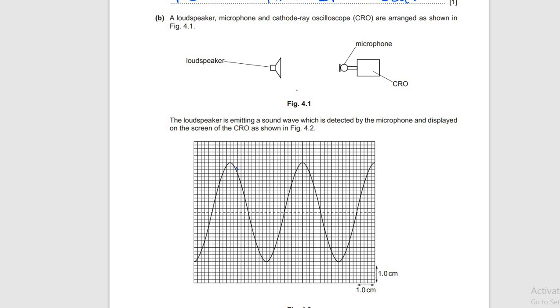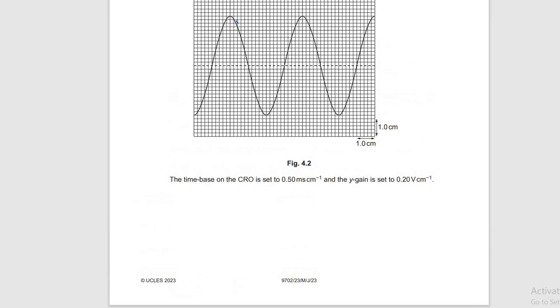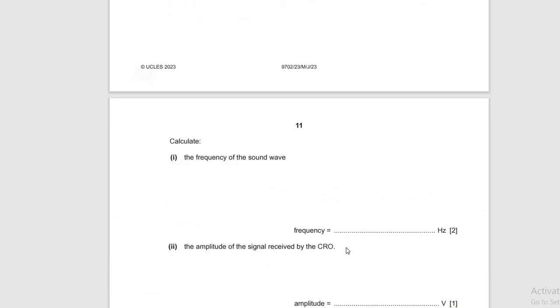The first question is, the time base on the CRO is set to 0.5 millisecond per centimeter, while the Y gain is 0.2 V per centimeter, and 1 centimeter is 5 boxes. So the first question is find the frequency of the sound wave.